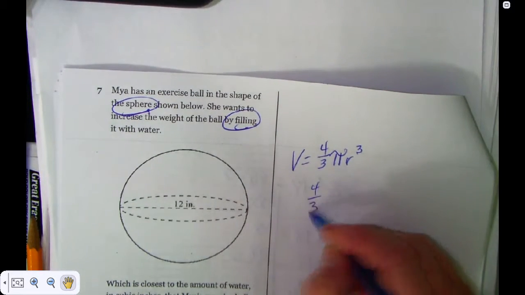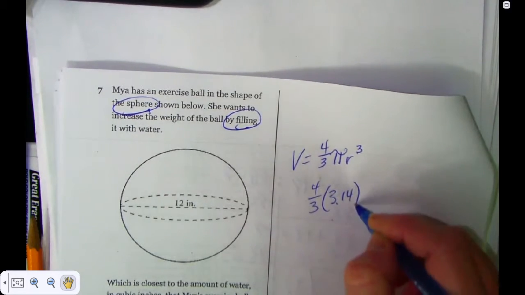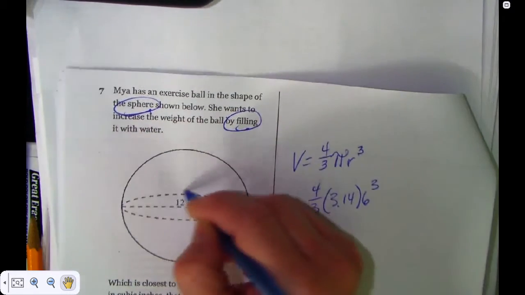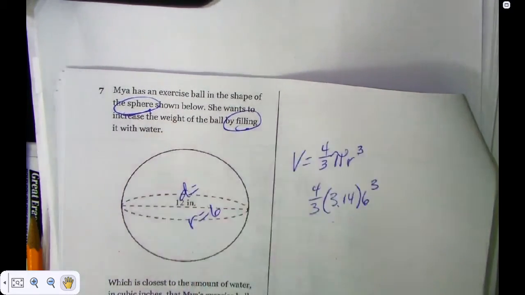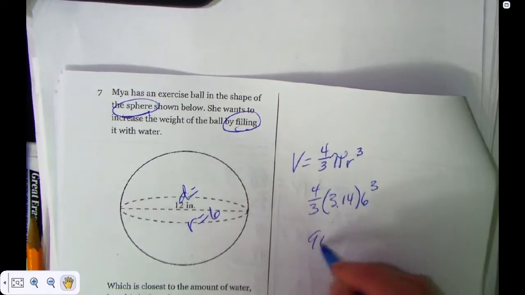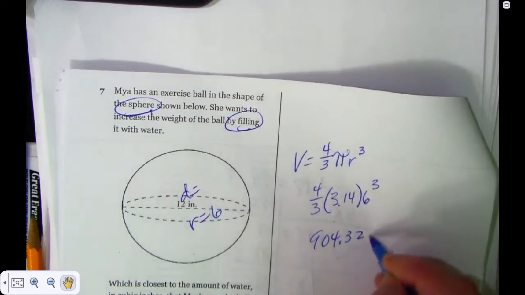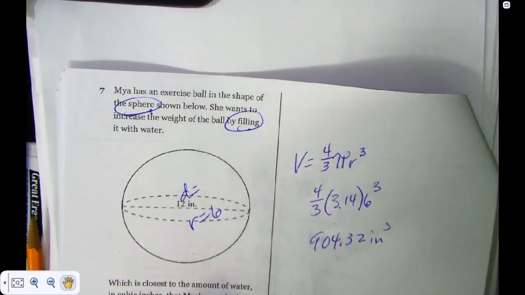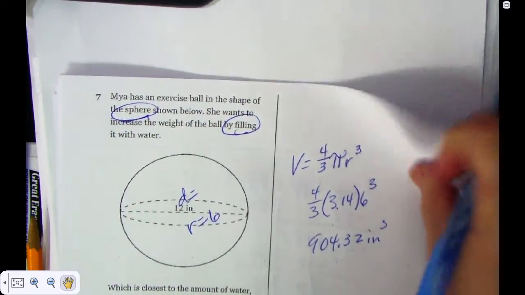And then most people got this right. Oh, goodness. Who? Come over here and label. Raise your hand if you label. Awesome. And then you got 904.32 inches cubed, and you chose C. Good deal, good deal. Okay, look at number 8.